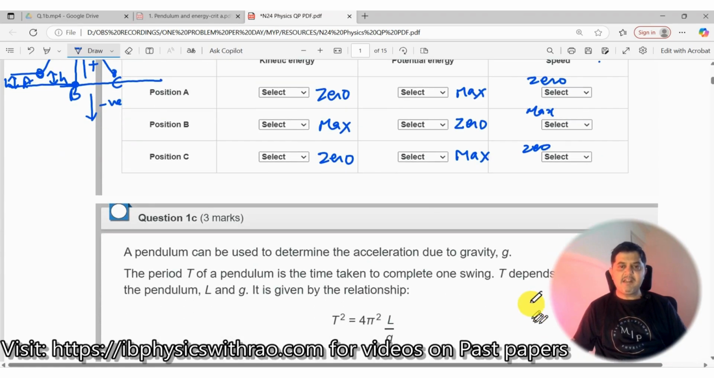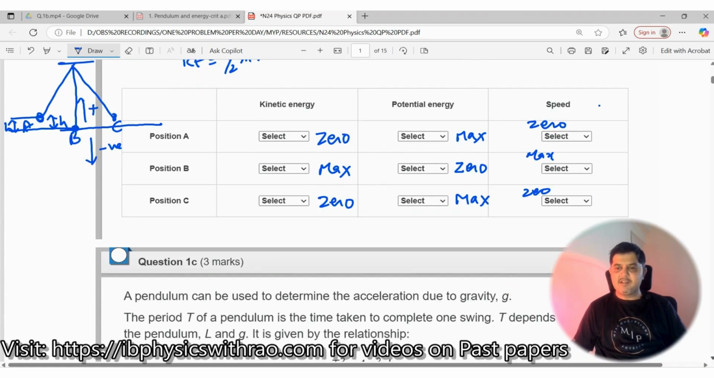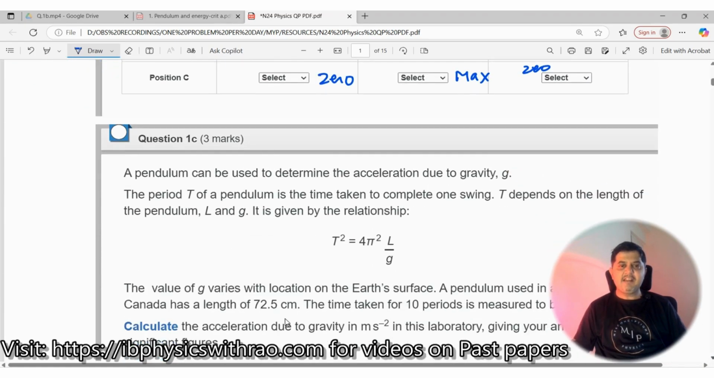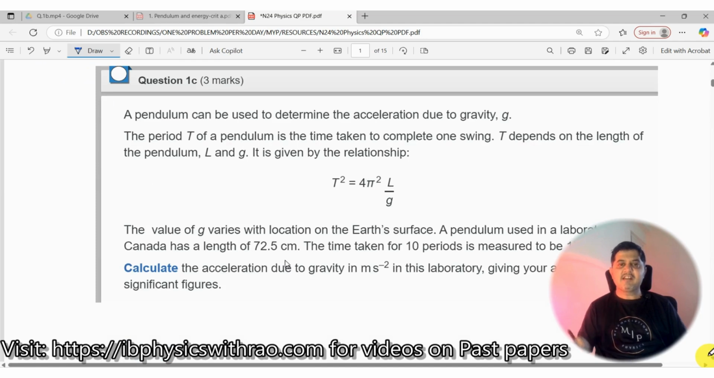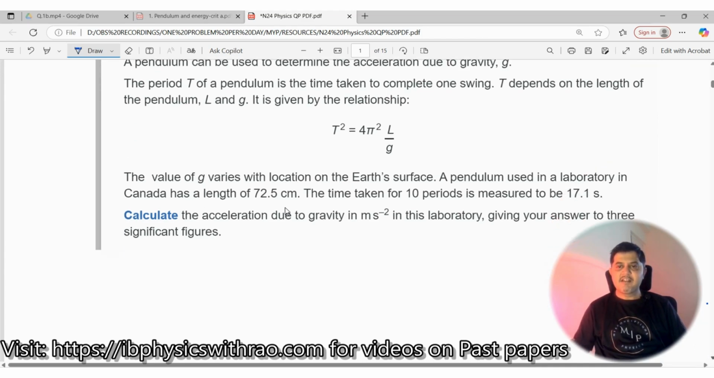The pendulum can be used to determine the acceleration due to gravity g. The period T of the pendulum is the time taken to complete one full swing. That's what we have seen. T depends on the length of the pendulum, L, and g. T is given by the formula. The value of g varies with location, and a pendulum used in a laboratory in Canada has a length of 72.5 centimeters.